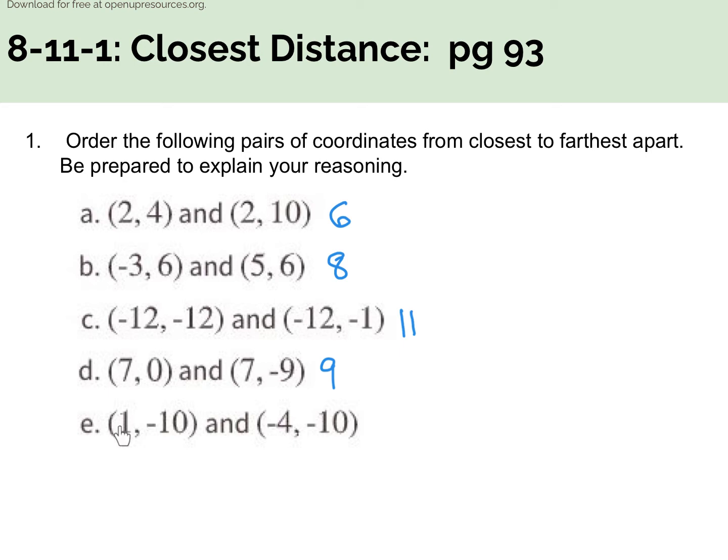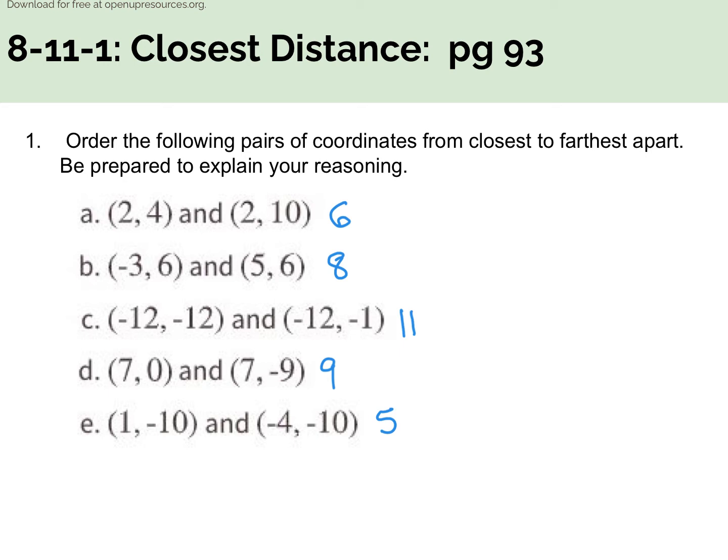And then, so 1, -10, -4, -10. So the -10s are the same. So how far is the distance? If I go from a 1 to a -4, that distance is going to be 5.